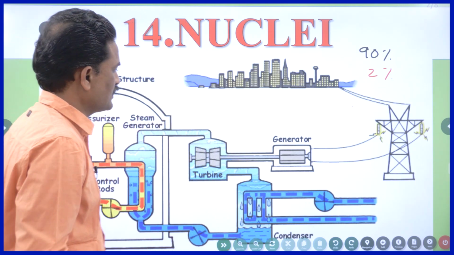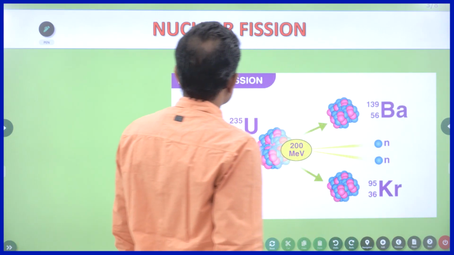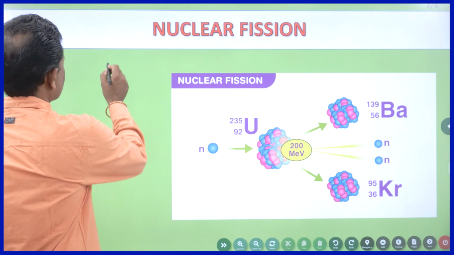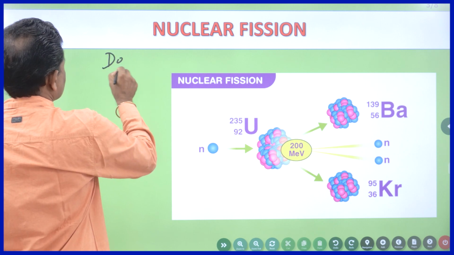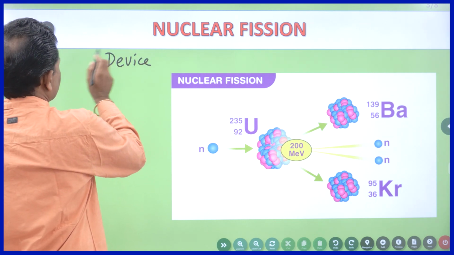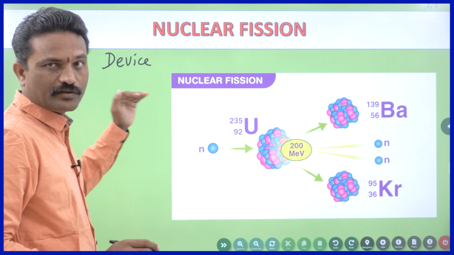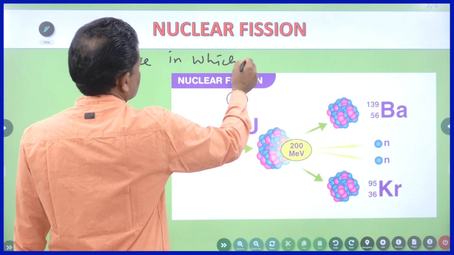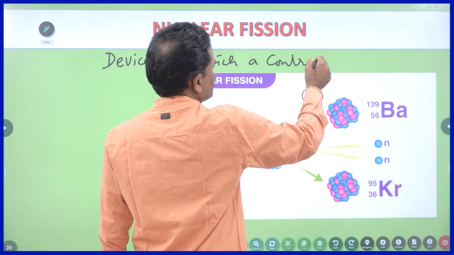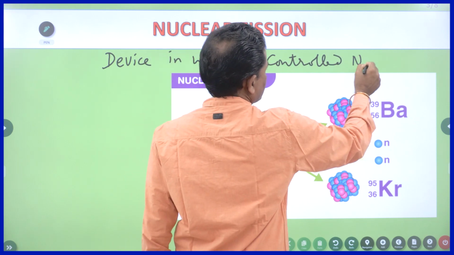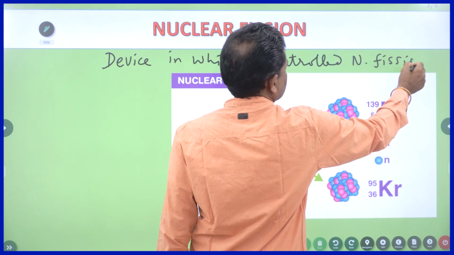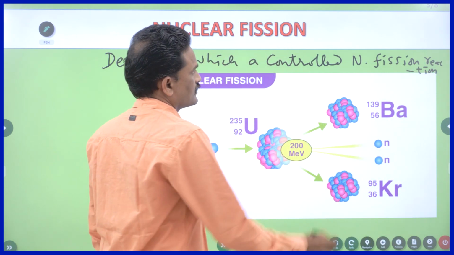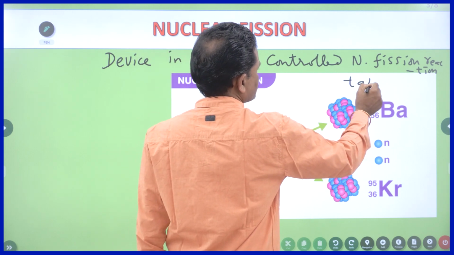So, this is about the nuclear reactor. I will go in detail. Before I go into it, what is a nuclear reactor? A nuclear reactor is a device. This is the answer for the 1 mark question. In the beginning, you have to write the definition. It is a device in which a controlled nuclear fission reaction takes place. If you write this line, you will be getting 1 mark.